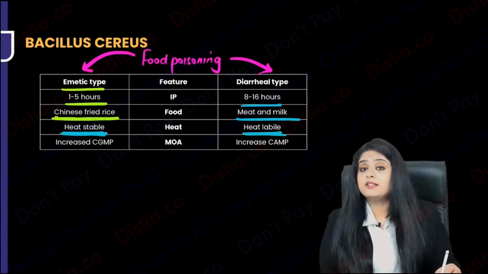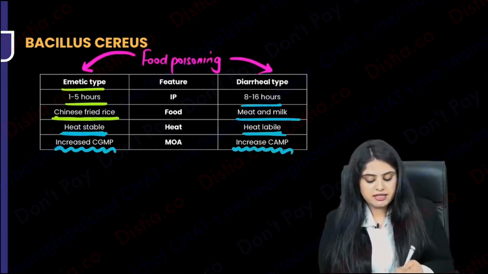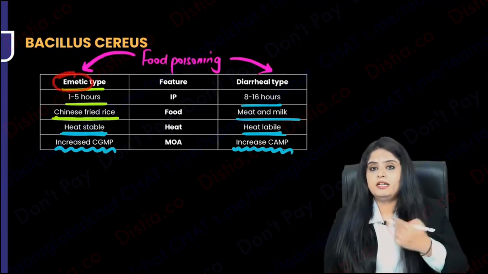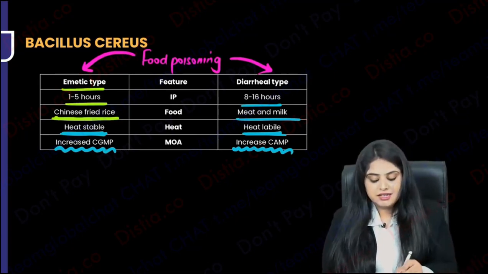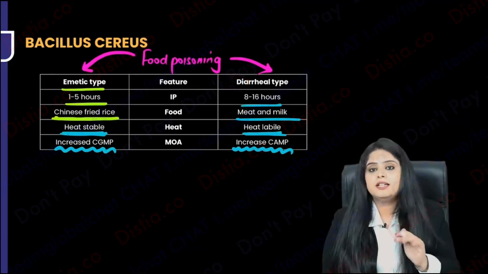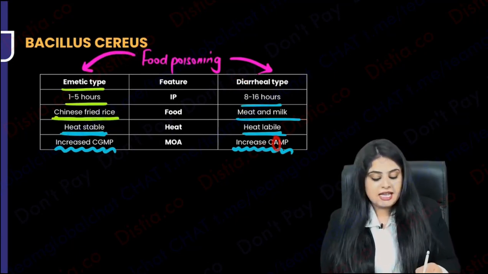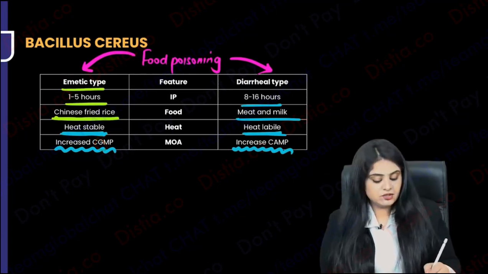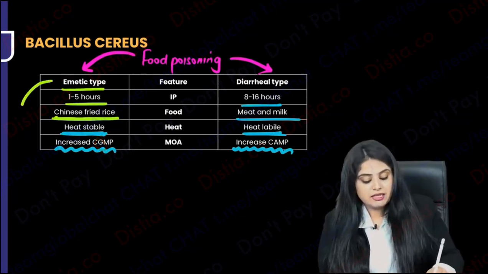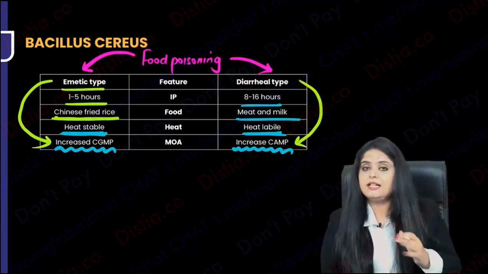Now coming to the mechanism. One of them increases cyclic GMP, one of them increases cyclic AMP. How did I learn it? See, emesis, vomiting. Where does vomiting happen from? From the gala, the throat. Vomiting happens from the gala, whereas diarrhea happens from the anal canal. So diarrhea is through the anal canal, therefore cyclic AMP, and vomiting is through the gala, so that is cyclic GMP. That is just a way of learning it, okay? So emetic type is through the gala, cyclic GMP. Diarrheal type is through the anal canal, so cyclic AMP.